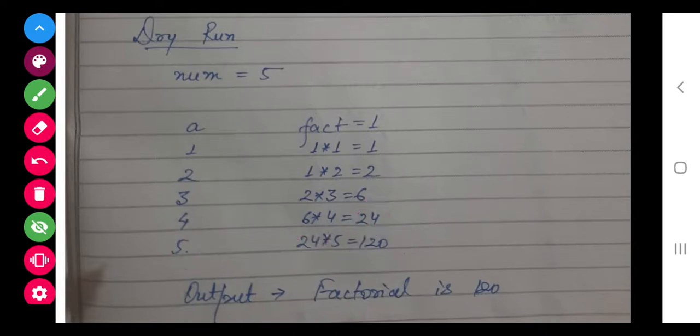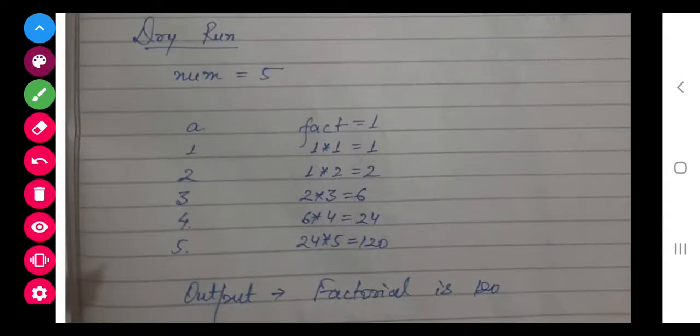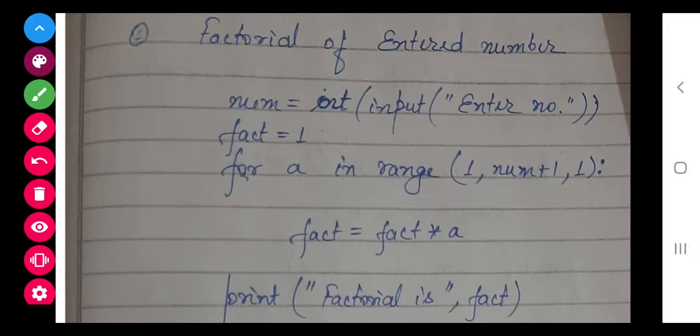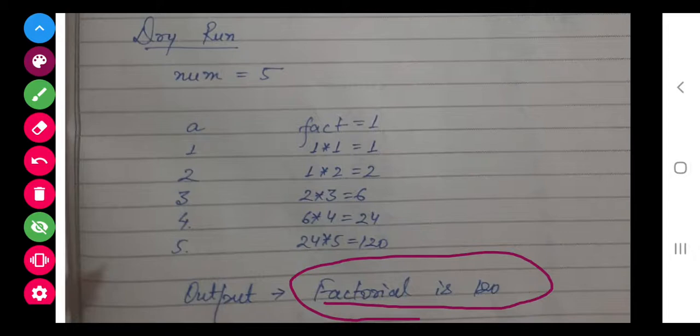And after the loop I have given this. You can see that this loop is finished here, and after the loop I have given factorial is fact. So it will display this output. Factorial is 120.